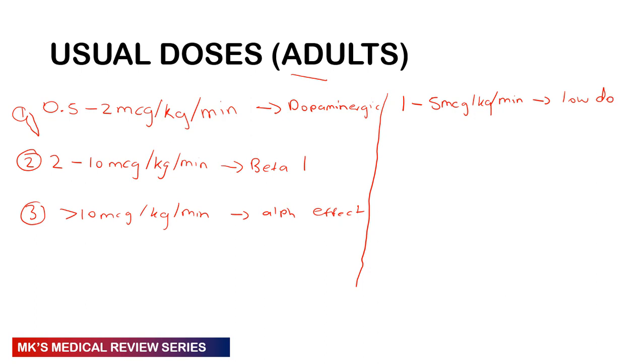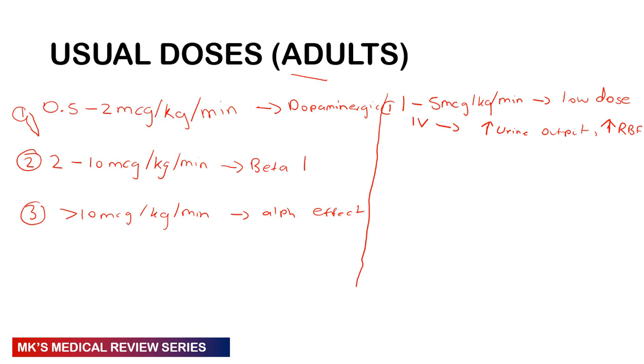And if we're giving this as an IV infusion, what effects is it going to have? So number one, it's going to increase the urine output. Okay, that's one effect. And it's going to increase the renal blood flow, RBF. So it increases the urine output, it increases the renal blood flow. So this is what we call our low dose dopamine.